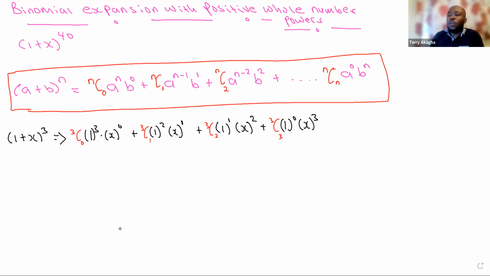Now you go to your calculator and press 3 combination 0. That should give you 1, times 1 raised to the power 3, which gives you 1. I remember I told you in the previous video, anything raised to the power 0 is going to give you 1. Okay, anything raised to the power 0 is going to give you what? 1. So times 1, plus. Now, when you press your calculator, 3 combination 1 will give you 3, times 1 times x, plus. When you press your calculator as well, 3 combination 2 will give you 3.